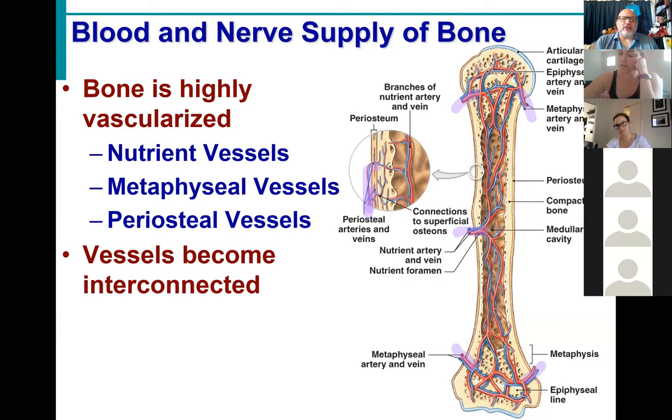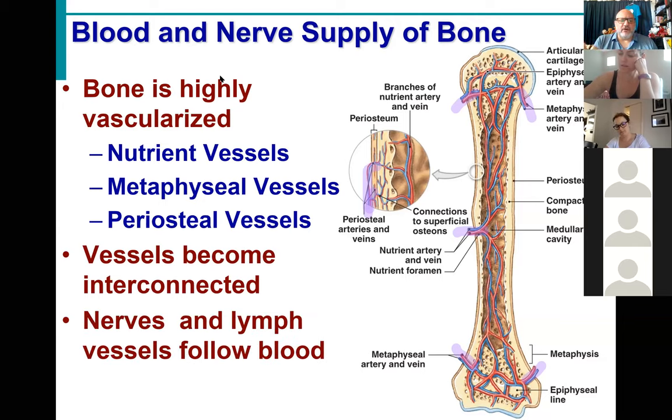And of course, anywhere these blood vessels go, there's going to be lymphatic vessels and there are going to be nerves that follow along as well. So not only is it well vascularized, but it's also well innervated, which is why it hurts like heck when you break them. Alrighty.